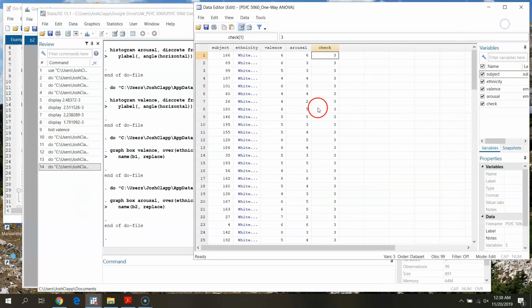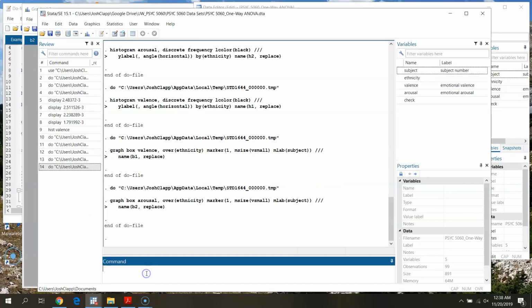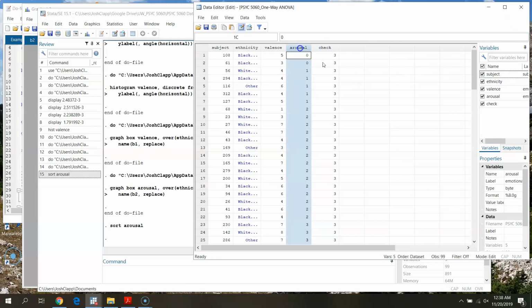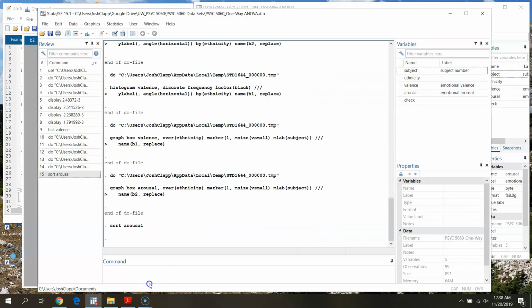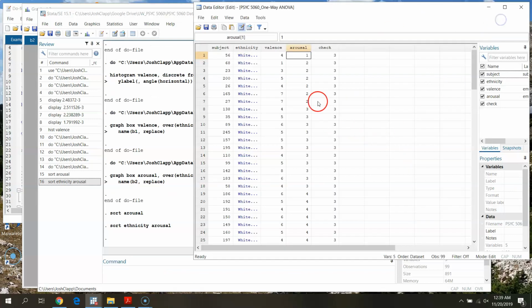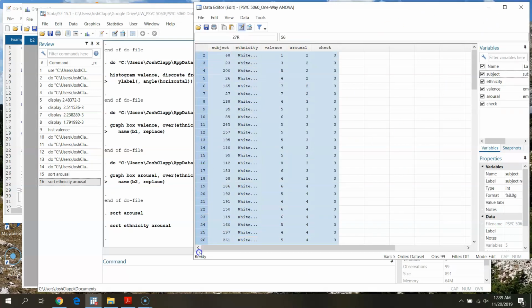If we go to our data set and sort by arousal, it's just going to sort it here. Well, let's do this instead. We'll sort by ethnicity and arousal, so it'll sort first by ethnicity and then by arousal marker. Okay, so all our white non-Hispanic folks are on top in order of arousal rating.